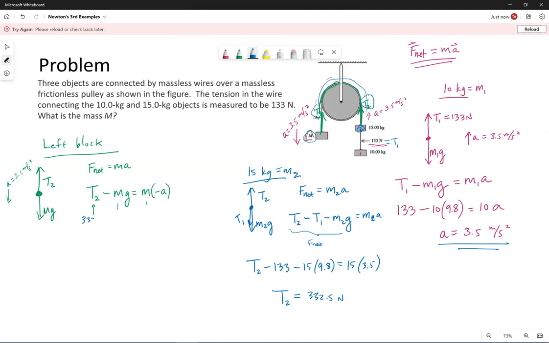Now that we know this tension, we can come back to the left block and solve for the mass. So we know the left block is feeling that pull upwards of that tension 2 that we just calculated. There's a pull of gravity downwards. And then mass times the acceleration. Again, the reason we need to put the negative sign in here on the acceleration is because it's accelerating down. We have to account for the direction of that acceleration. So we end up with two of the terms. If I bring that to the other side, I can factor it out and then solve for the value of m.